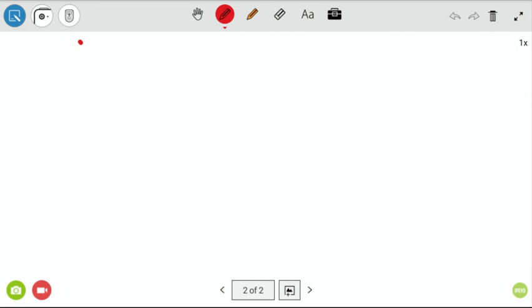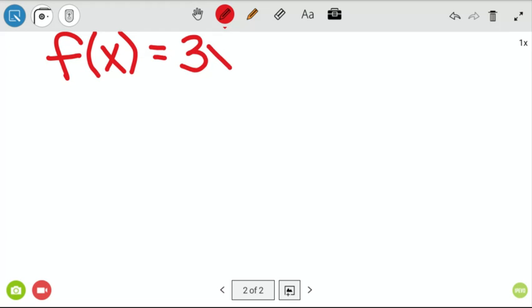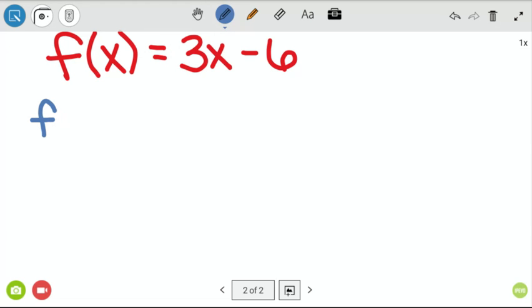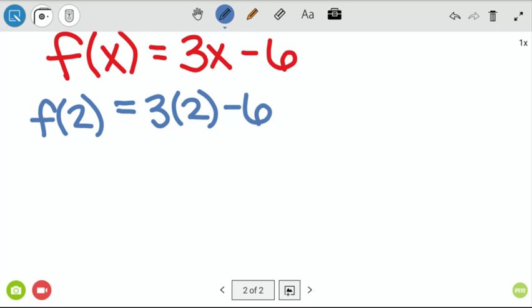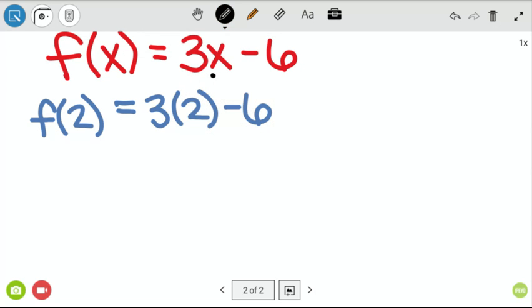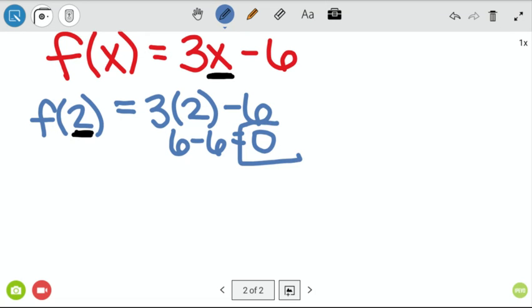So the first type, I'm going to give you a function in notation. f of x is equal to 3x minus 6. And the first thing I'm going to ask you to find is f of 2. What this tells us is to plug 2 in where you see an x. 3 times 2 minus 6. Whatever we see in the parentheses, we are going to plug in for x. So this value is going right in for x. And then we just do order of operations. 3 times 2 is 6, minus 6 gives us an answer of 0.